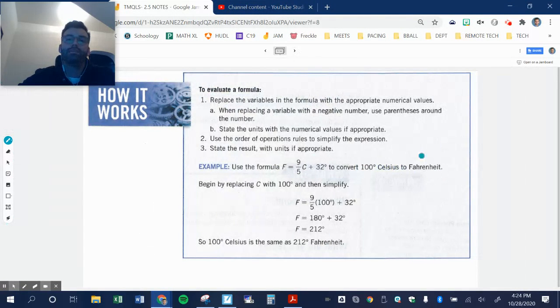How it works, evaluating a formula, that's just what we just did.